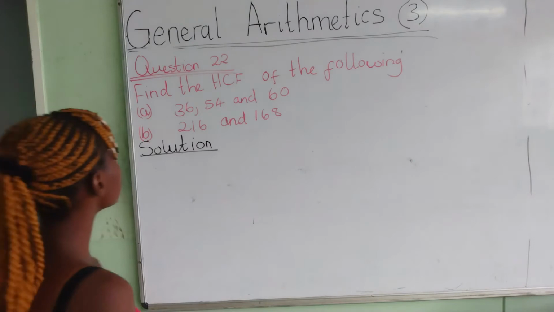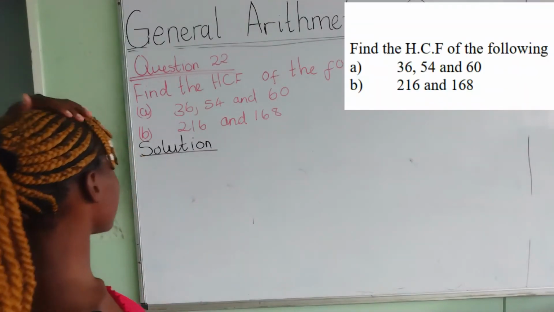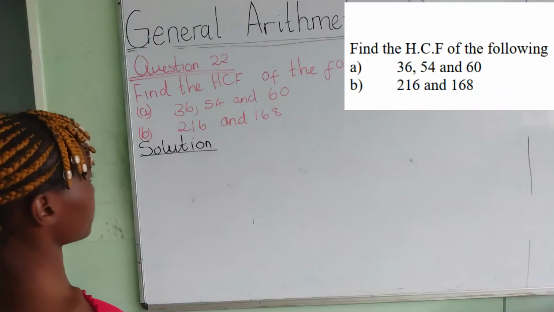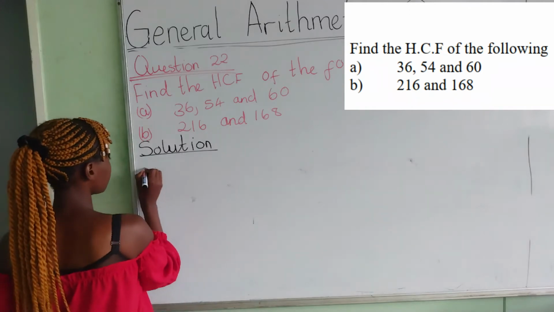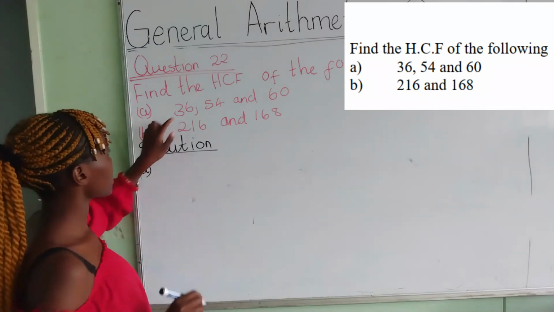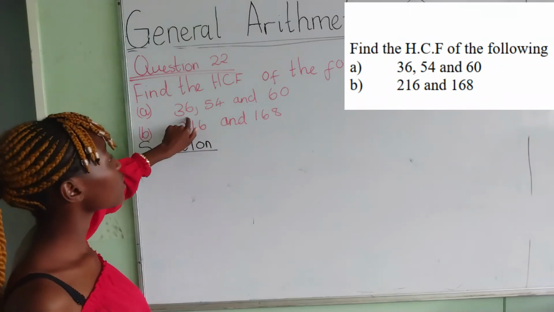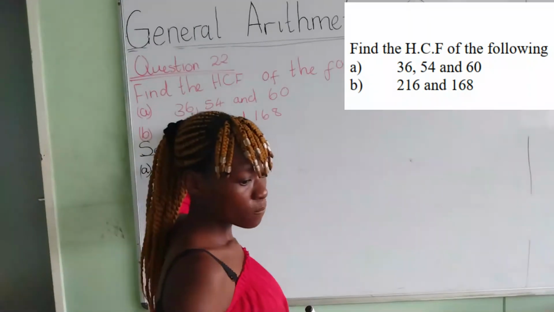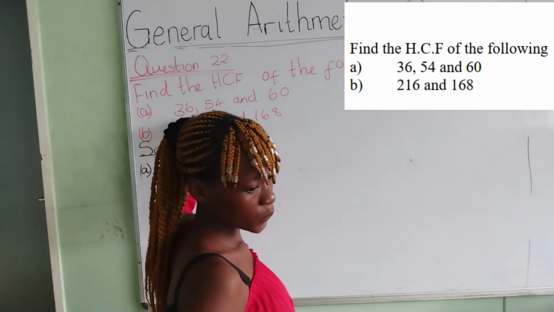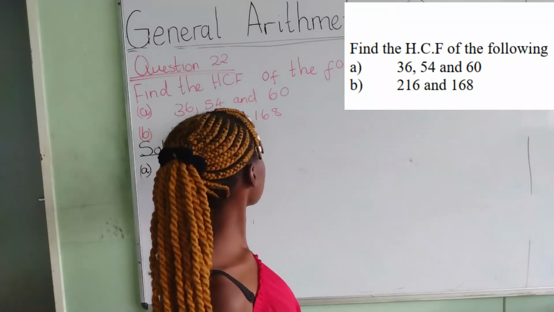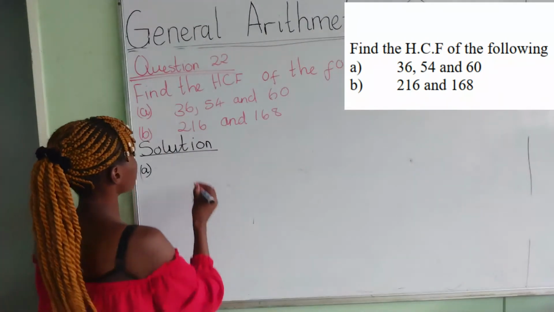Now we are on HCF. So our question is find the HCF of the following. So for part A, to calculate the HCF of each of these, we find the common factors for all these numbers that we are given. We're going to say 36.